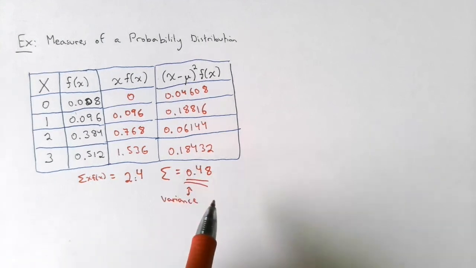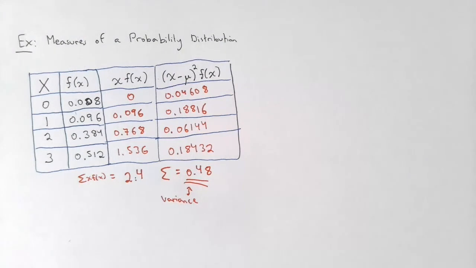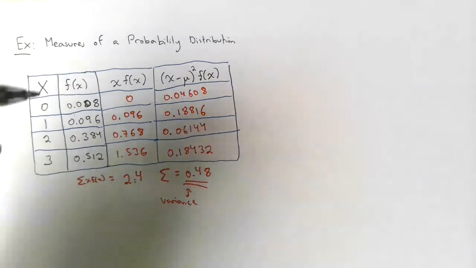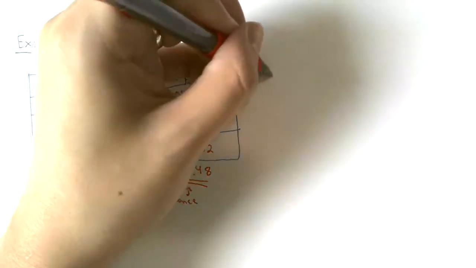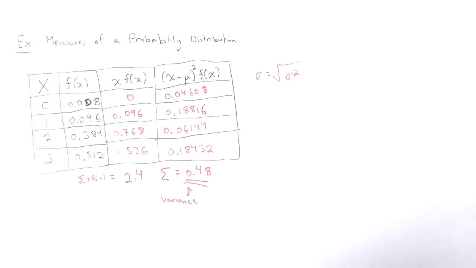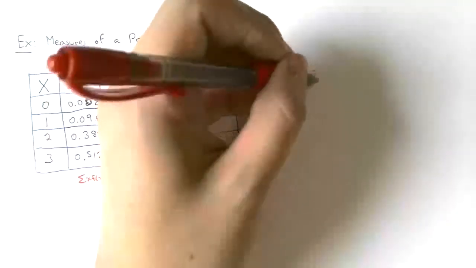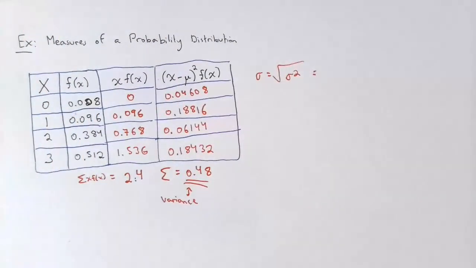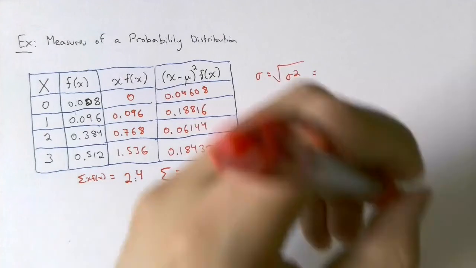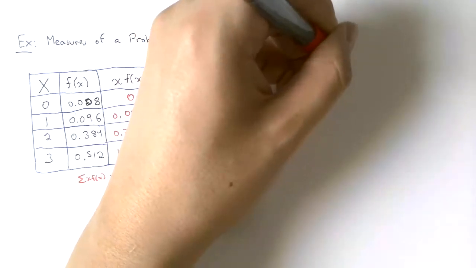So how do we take this number and turn it into a deviation? We have 0.48. How do we turn it into a deviation? Yeah, we take the square root. That's all we do, right? We take the square root. So in this case, my standard deviation is just the square root of sigma squared. And the square root of 0.48 is roughly 0.693. Roughly.